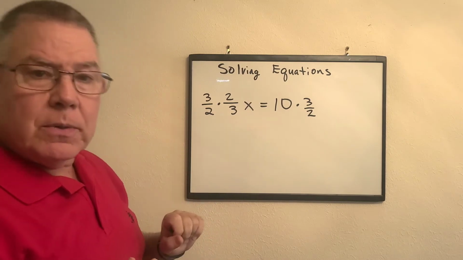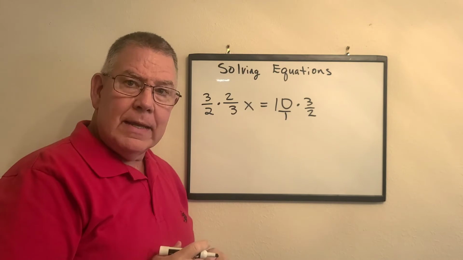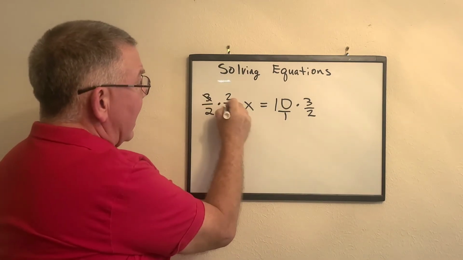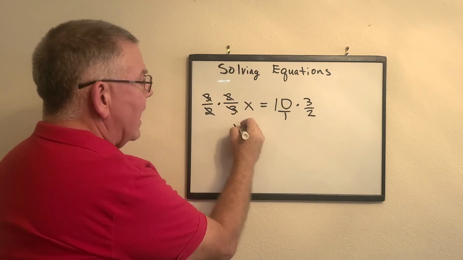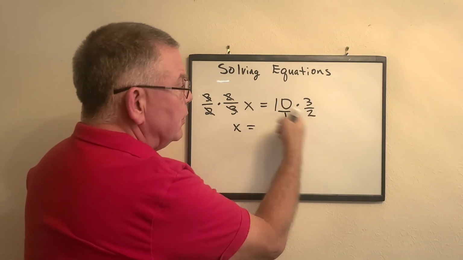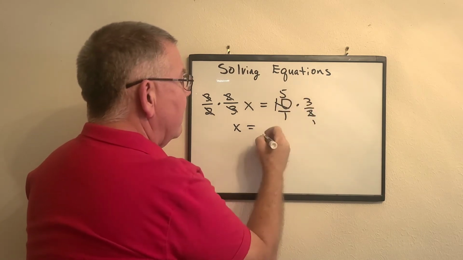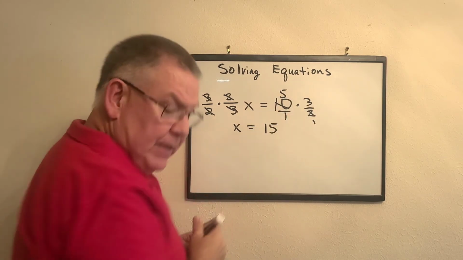Now remember also, 10 is a whole number, but we can make it a fraction by putting it over 1. So these divide out to where I just have x. Now I do the math. 2 goes into 10 5 times. 2 goes into 2 1 time. 5 times 3 is 15.